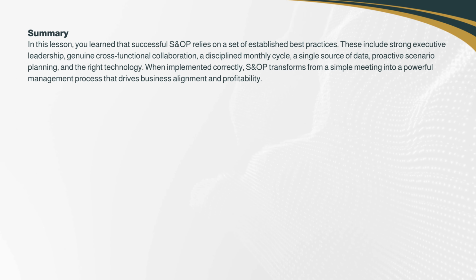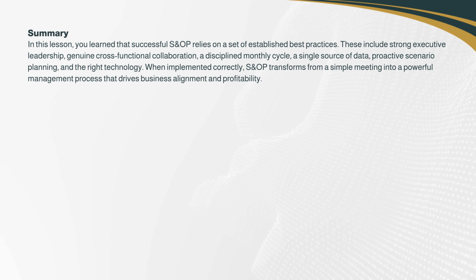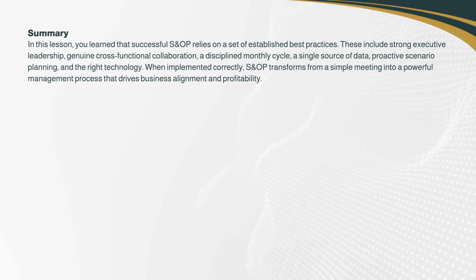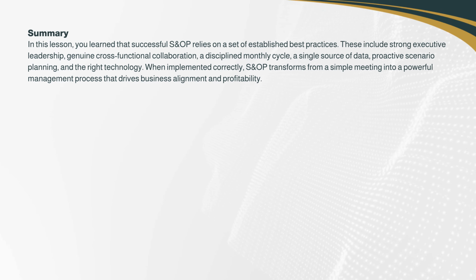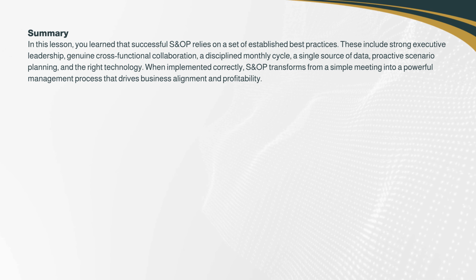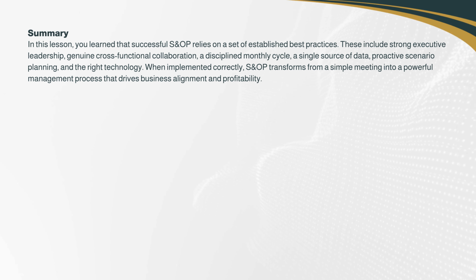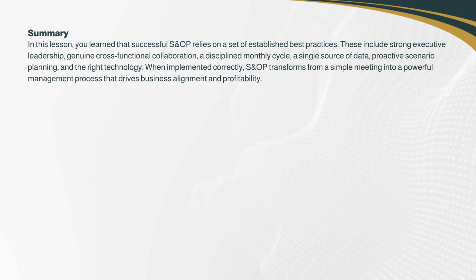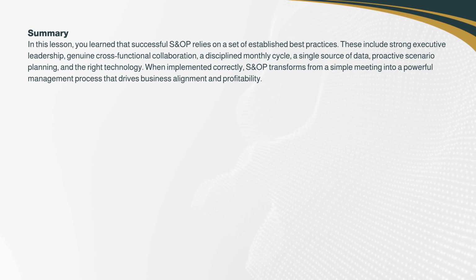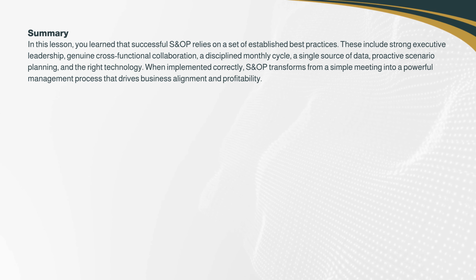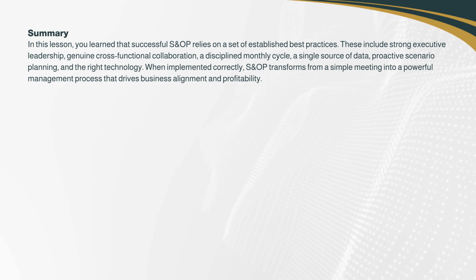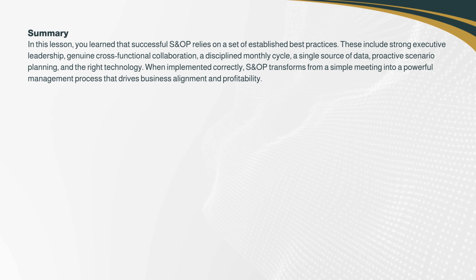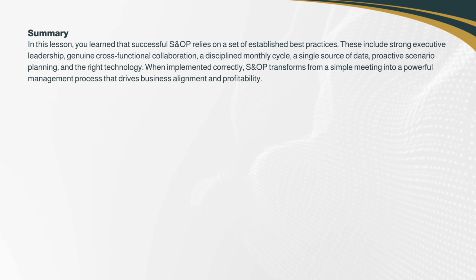Summary. In this lesson, you learned that successful S&OP relies on a set of established best practices. These include strong executive leadership, genuine cross-functional collaboration, a disciplined monthly cycle, a single source of data, proactive scenario planning, and the right technology. When implemented correctly, S&OP transforms from a simple meeting into a powerful management process that drives business alignment and profitability.